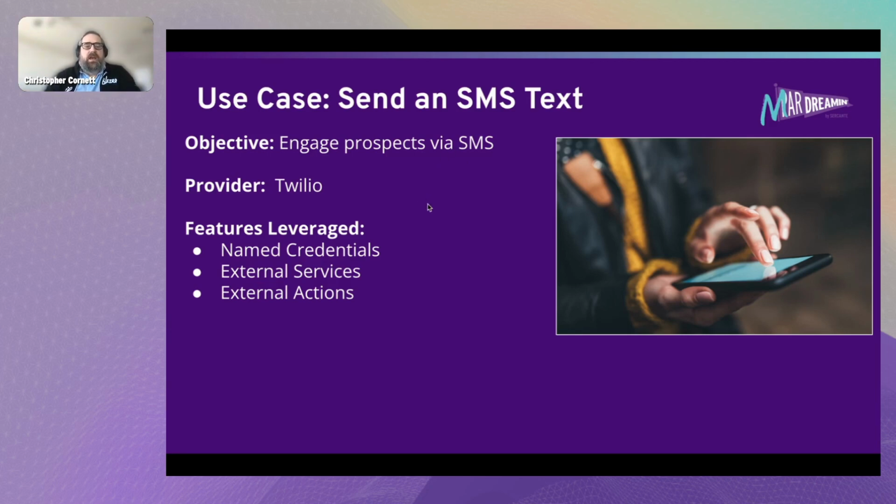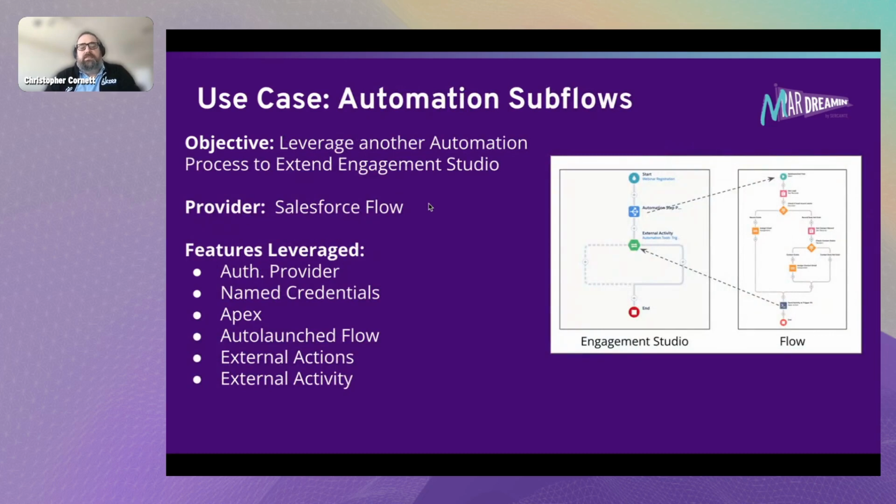The next one we're going to walk through is an automation subflow. This is really just a concept of how you could implement and work with multiple workflow systems in order to have them work in tandem. And in the example in the proof of concept, we're going to use Salesforce Flow. This one has multiple features that leverage Salesforce components. In order to provide authentication, we use auth providers and named credentials. This one has an Apex invocable action, and then an autolaunched flow and external actions.